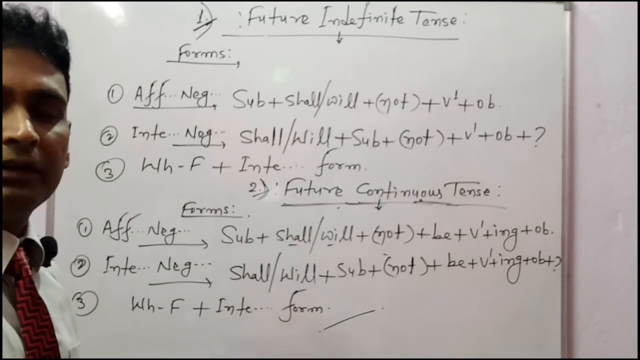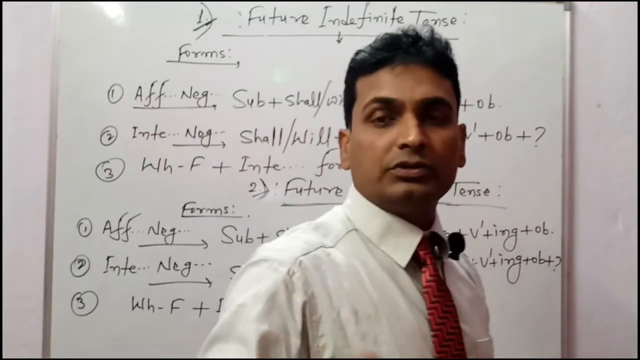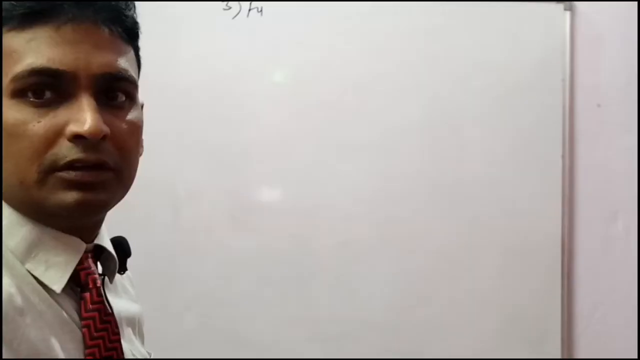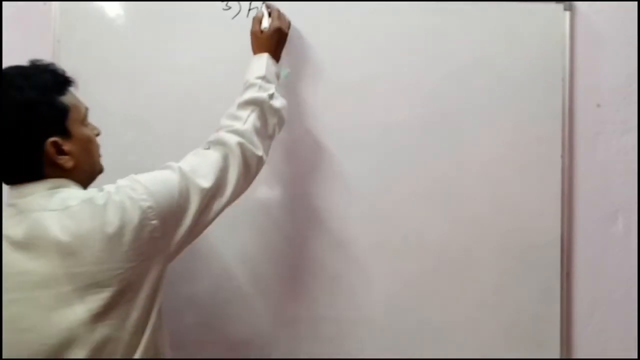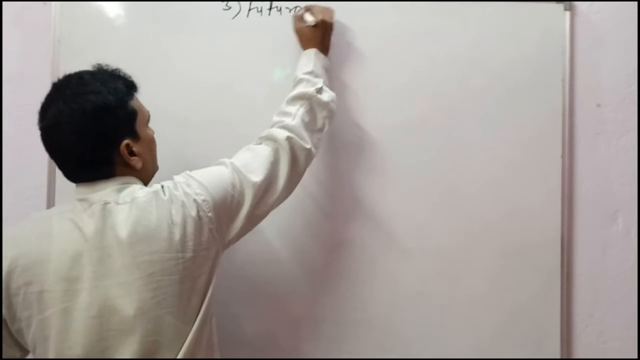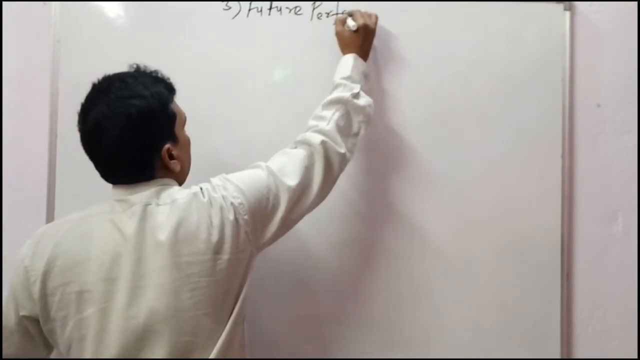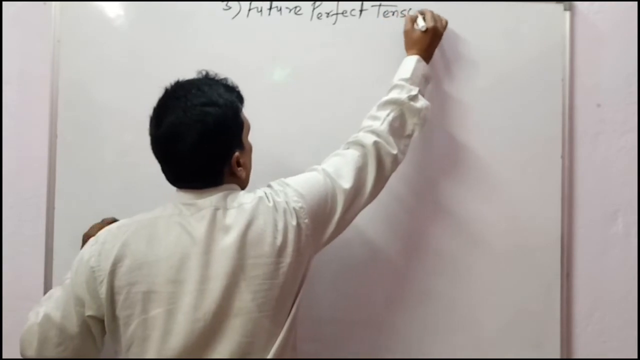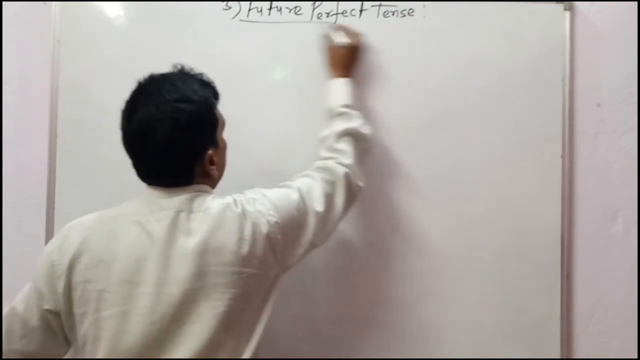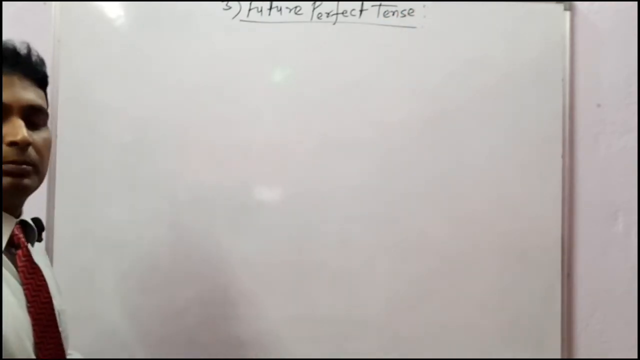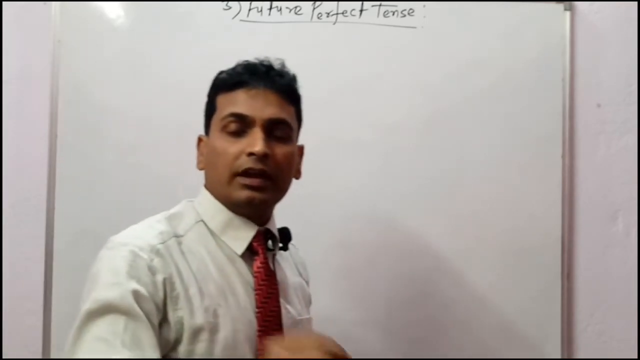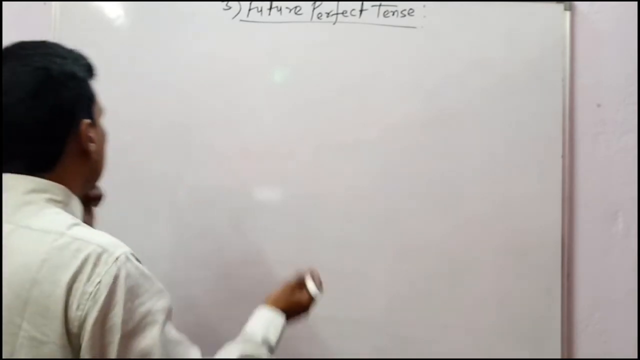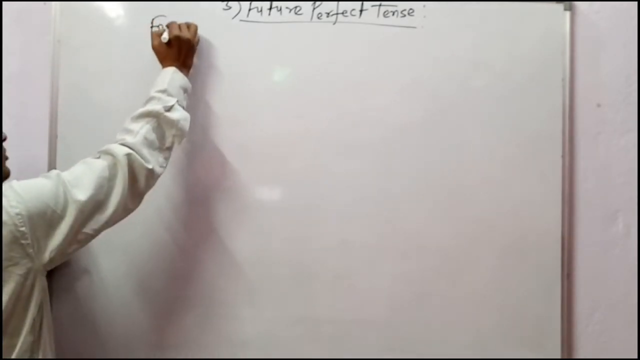Now let's move ahead for learning the third, future perfect, and the fourth, future perfect continuous tense, right? So the third one is future perfect tense, right? In future perfect tense, the actions will have completed and finished in the future time, right? So let's do its forms.